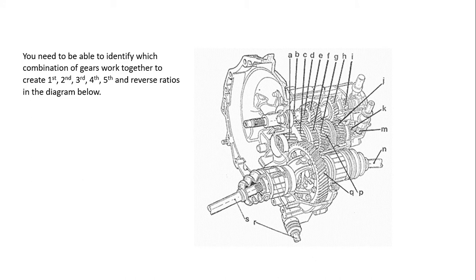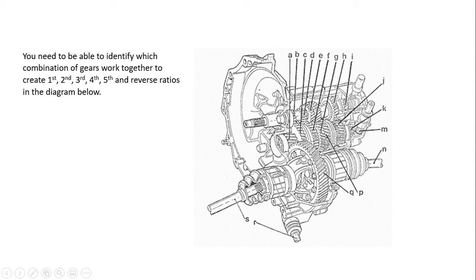It says here you will need to be able to identify which combination of gears work together to create first, second, third, fourth, fifth and reverse ratio using the diagram below. It says below, but it obviously is next to it on this PowerPoint. So basically, this is my input shaft. These are the input gears. This is the output shaft. And this is the final drive.